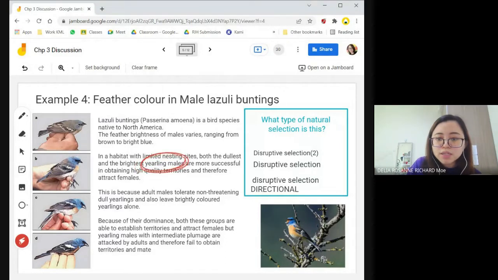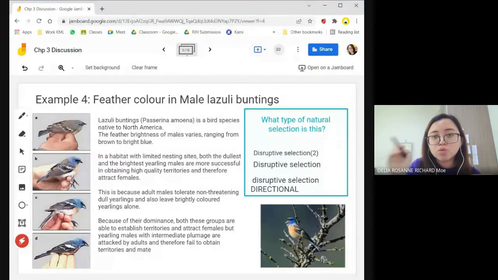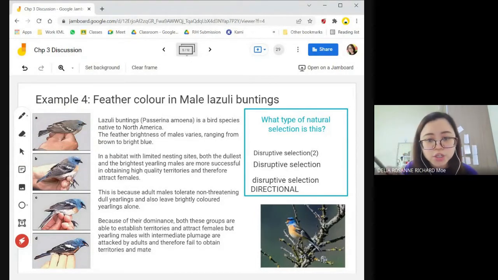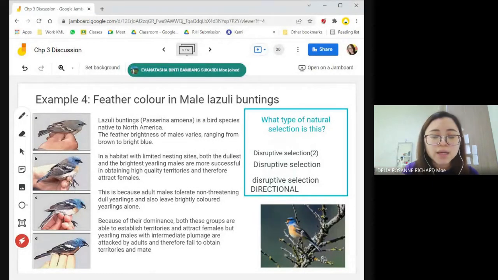Yearling males means these are male birds that are only 1 year old and it is their first time to mate, find a nest, and make baby birds. So ini adalah jantan yang baru matang. These yearling males will get more chicks because the birds that are older than them, the adult males, will tolerate non-threatening dull yearlings and also leave brightly colored yearlings alone.